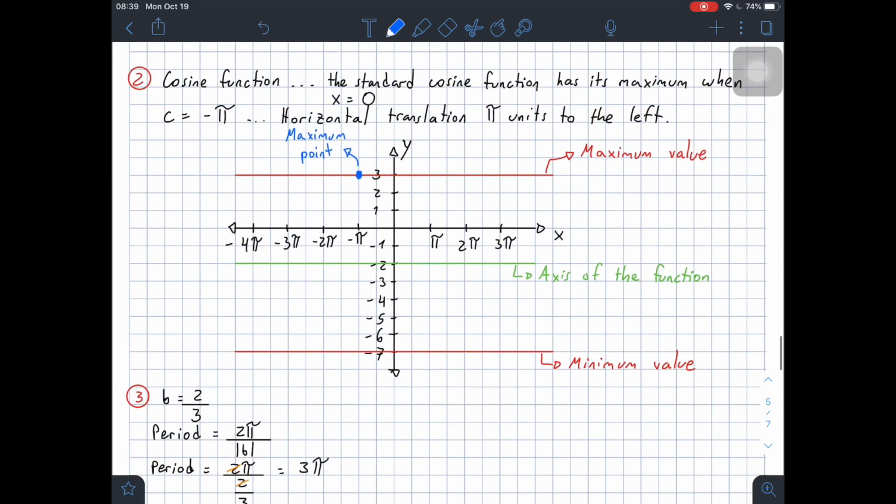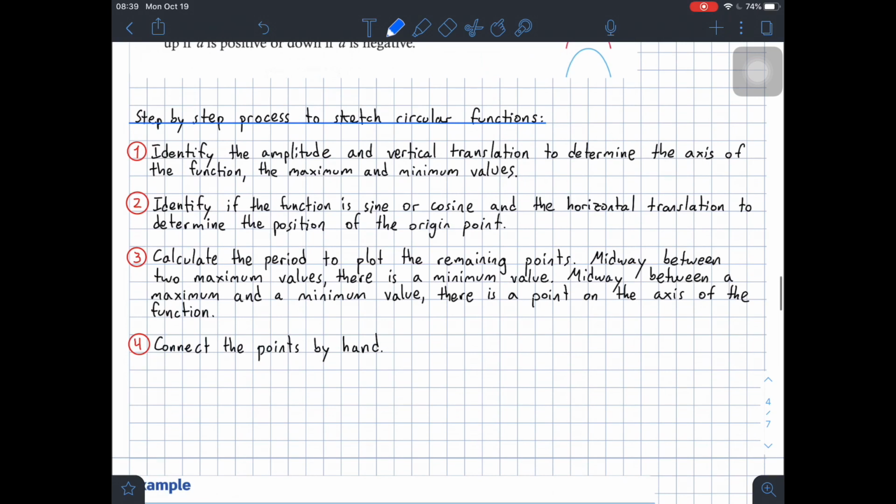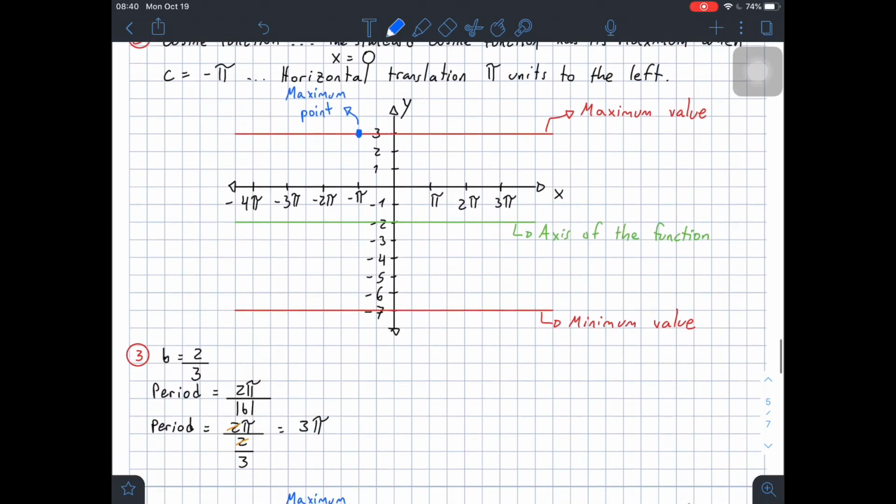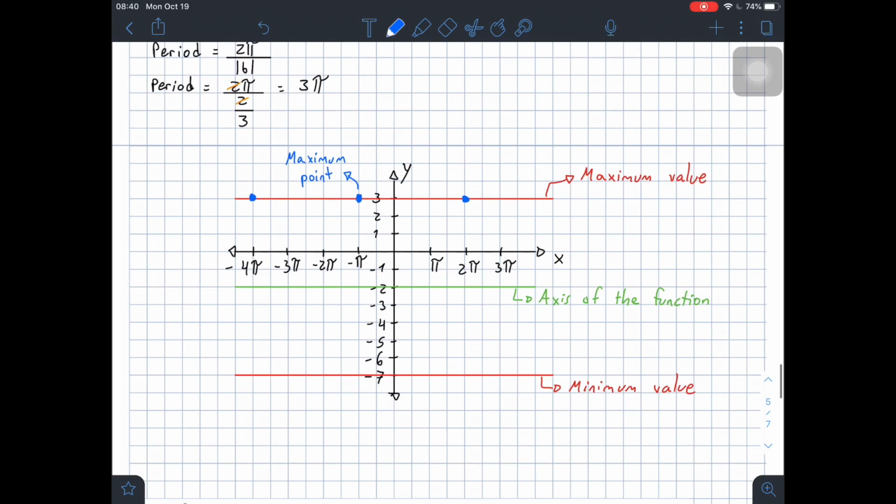And now let's read again what it says here. It says, midway between two maximum values, there's a minimum value. So this is very important to identify minimum values. If we have this situation over here, midway would be, for example, here. Yes, 1, 2, 3, 1, 2, 3. So midway, we should have a minimum value. So right here, we have a minimum value.